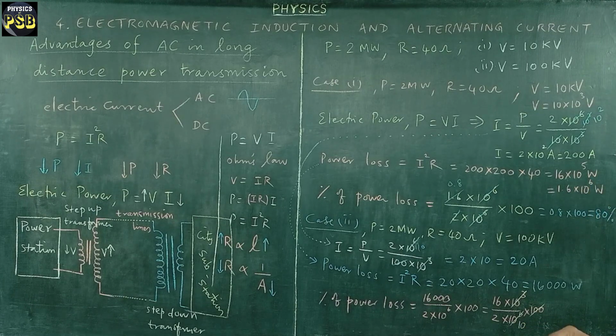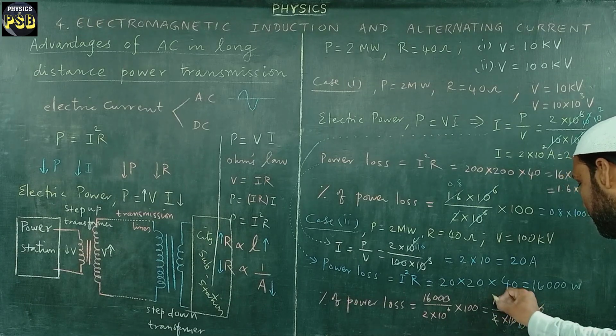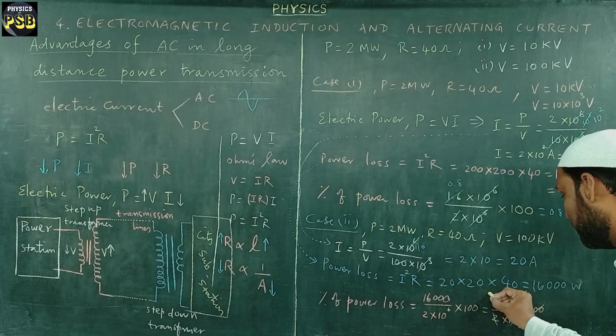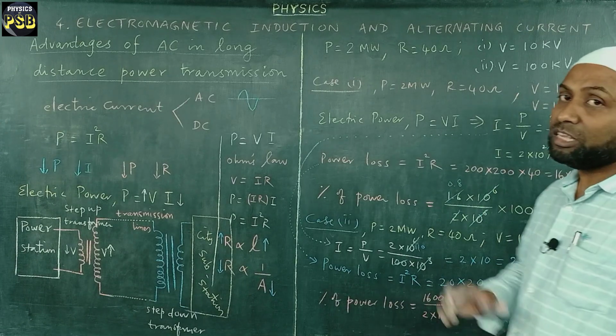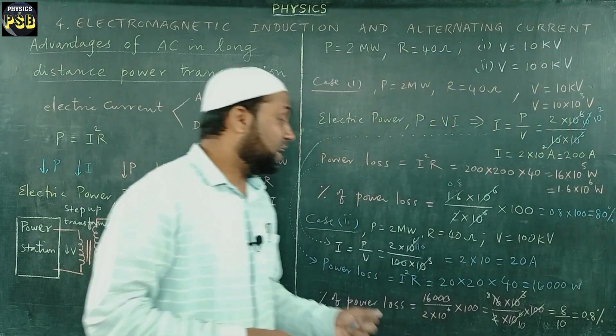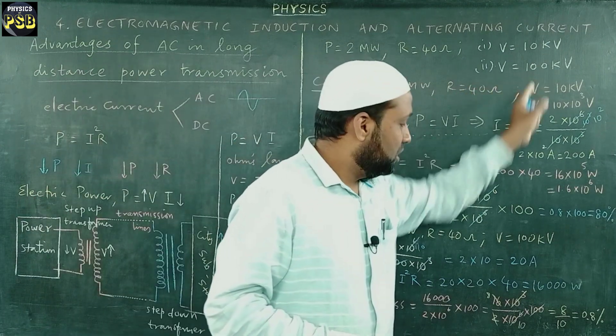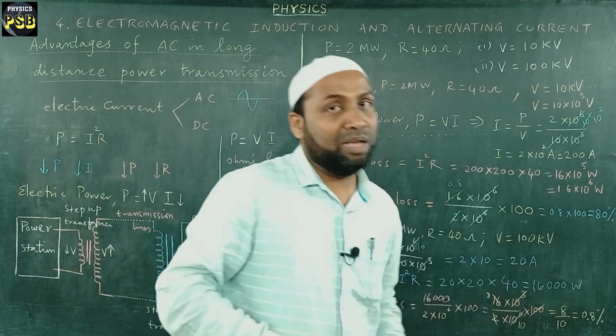Then next, when these 2 are divided, we get 8 here. So the next step, the value obtained is equal to 8, and in the denominator we have 10. So 8 divided by 10 is 0.8, okay, 0.8%. Earlier we obtained the value to be equal to 80%. Now it has reduced to 0.8%. This clearly shows that if we transmit electric power at high voltage, then the power loss can be minimized.